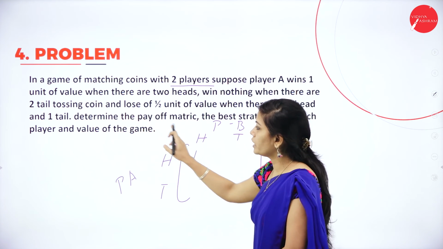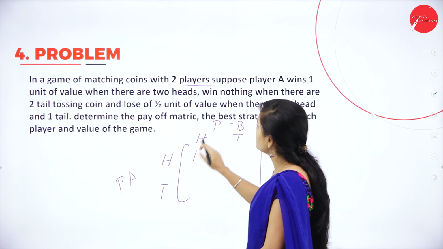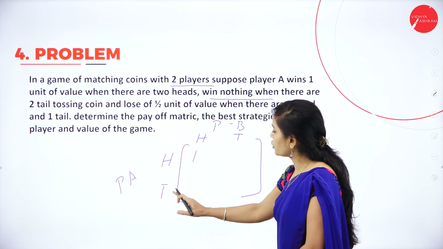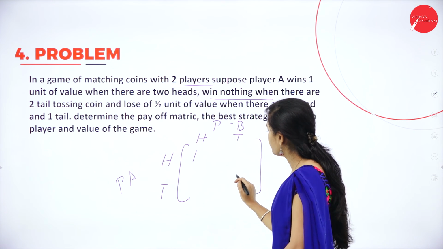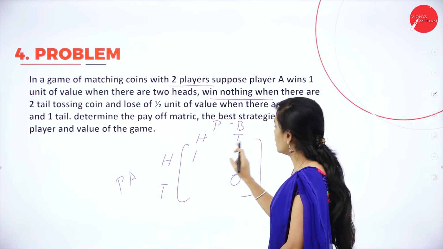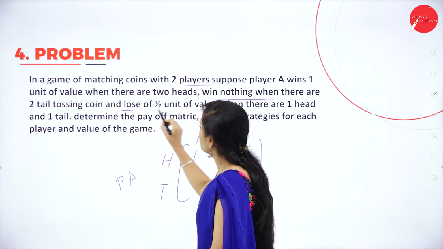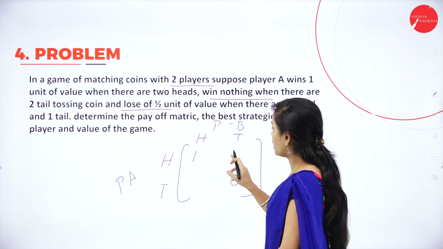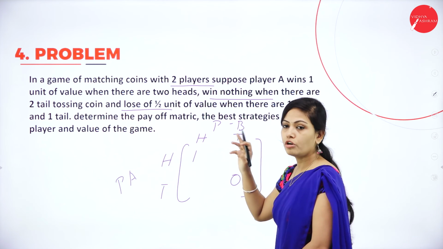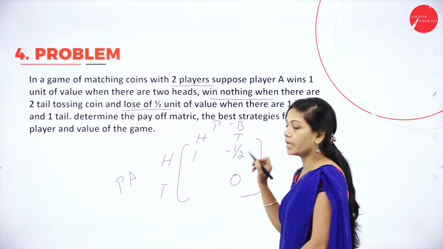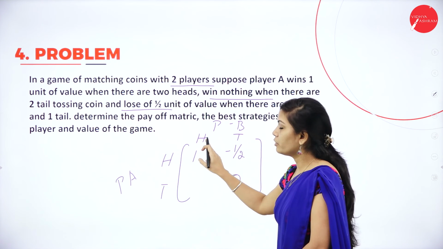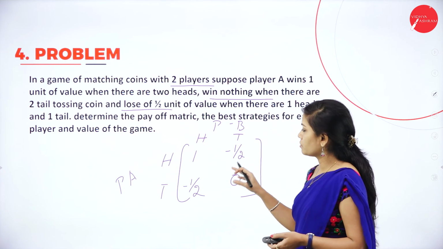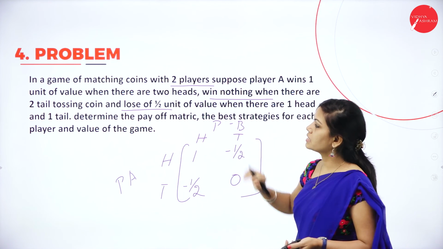Player A wins 1 unit of value when there are 2 heads and wins nothing when there are 2 tails in tossing the coin. 2 tails means tail into tail. They win nothing when there are 2 tails. And a loss of half unit of value when there are 1 head and 1 tail. That means the loss is minus half. When there are 1 tail and 1 head, or 1 head and 1 tail, the loss is half unit. So this is the matrix representation you have to write by using this instruction.